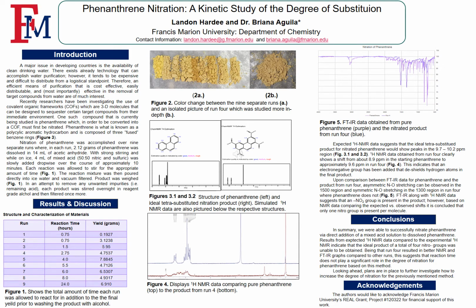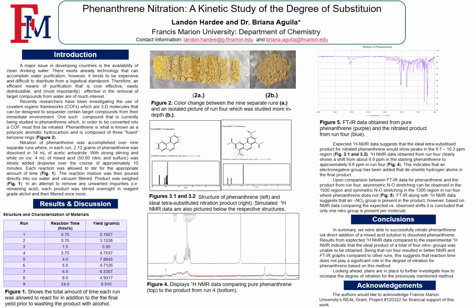Once the reaction time was up, the mixture was poured directly into ice water, as phenanthrene tends to be fairly insoluble in water, and then it was vacuum filtered, and the product was weighed. The final yield can also be found in figure 1 for each of the 9 runs. Looking at figure 2, we can see the color change across the 9 separate runs. For this particular presentation, we want to focus on run number 4.